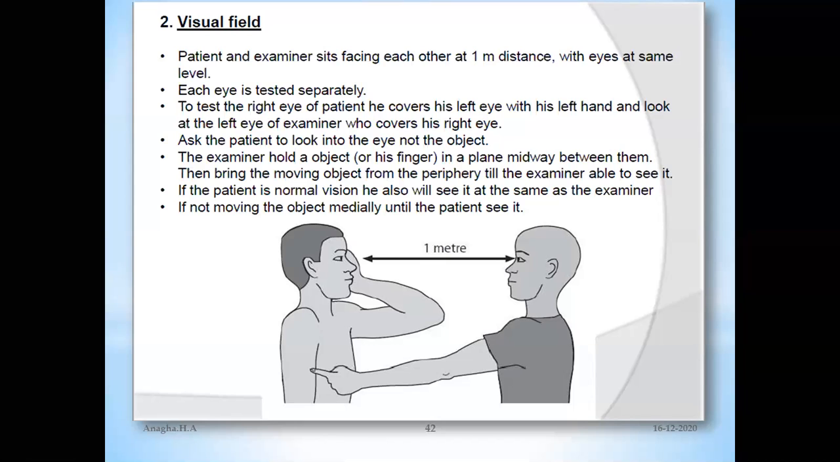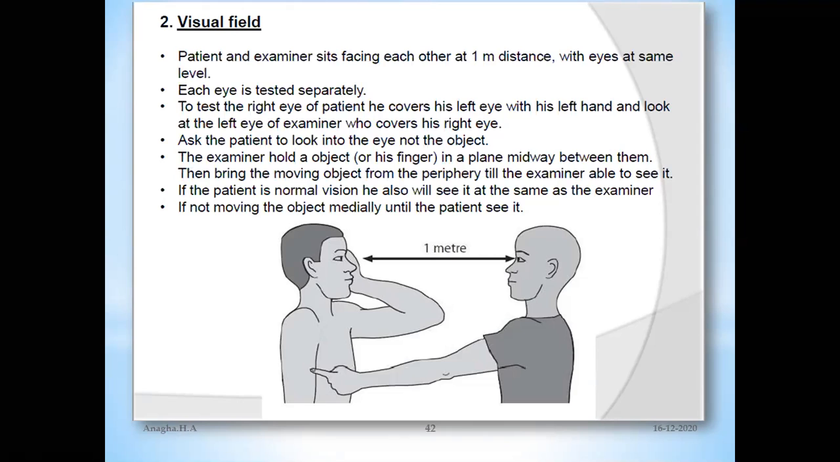What is this perimetry? Patient and examiner sit or stand facing each other at 1 meter distance with eyes at the same level. Each eye is tested separately. To test the right eye of the patient, he covers his left eye with his left hand and looks straight into the eye of the examiner and not at any other object. It is straight into the eye of the examiner. Ask the patient to look into the eye, not the object.